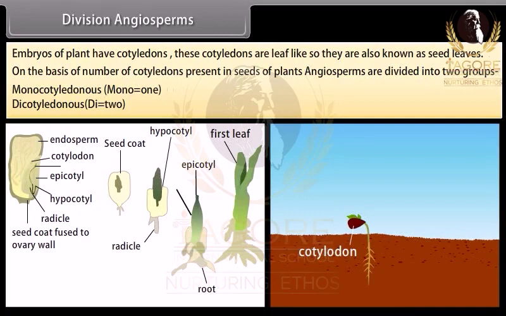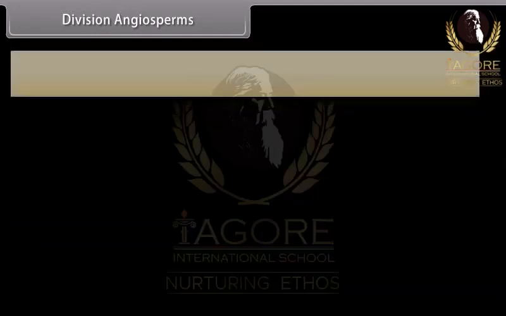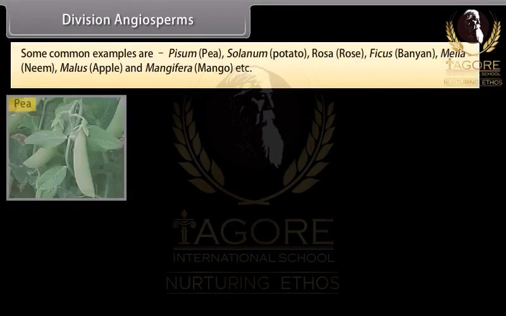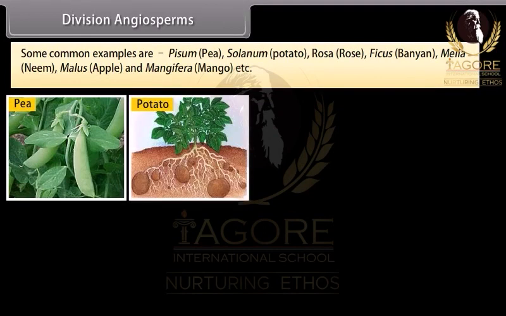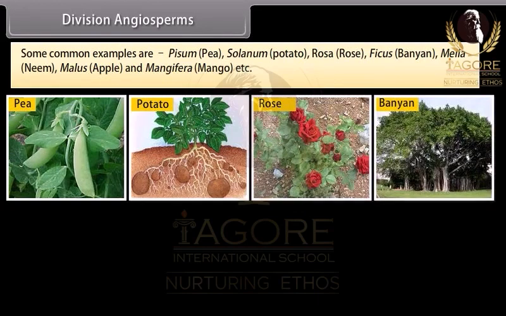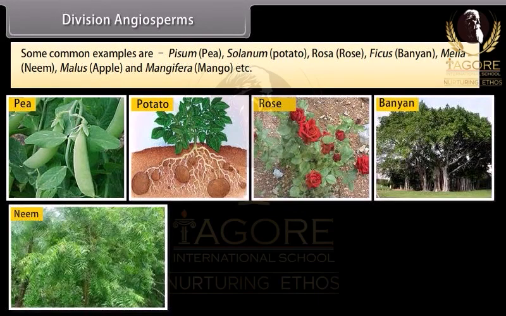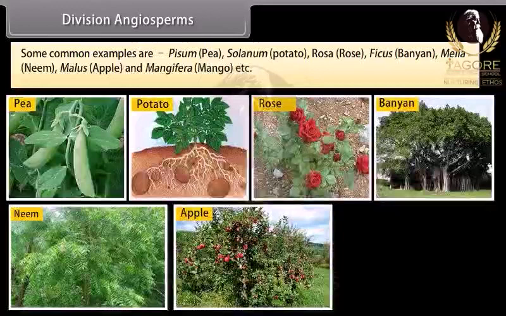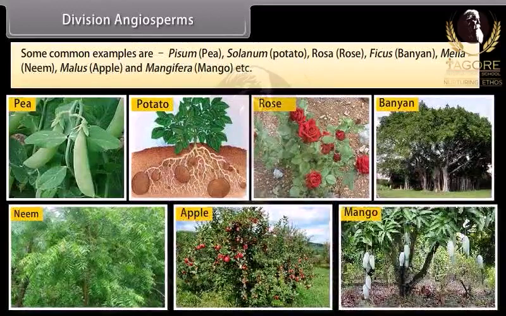Monocotyledonous, mono is 1. Dicotyledonous, di, which is 2. Some common examples are pisum, pea, solanum, potato, rosa, rose, ficus, banyan, melia, neem, malus, apple, and mangifera, mango, etc.